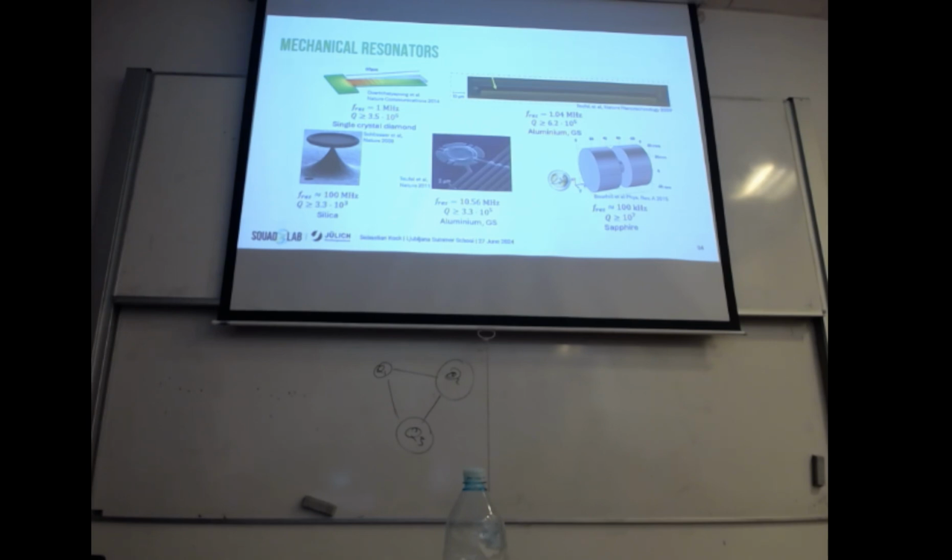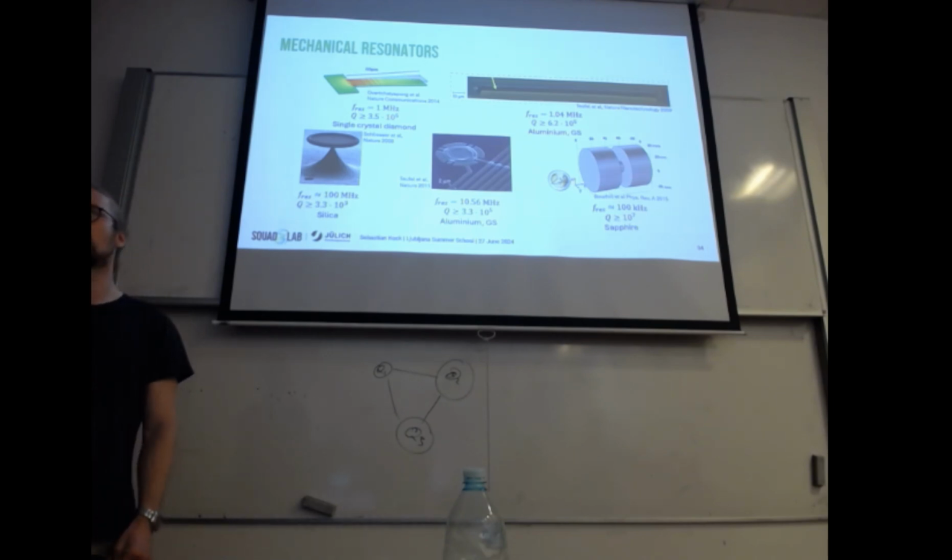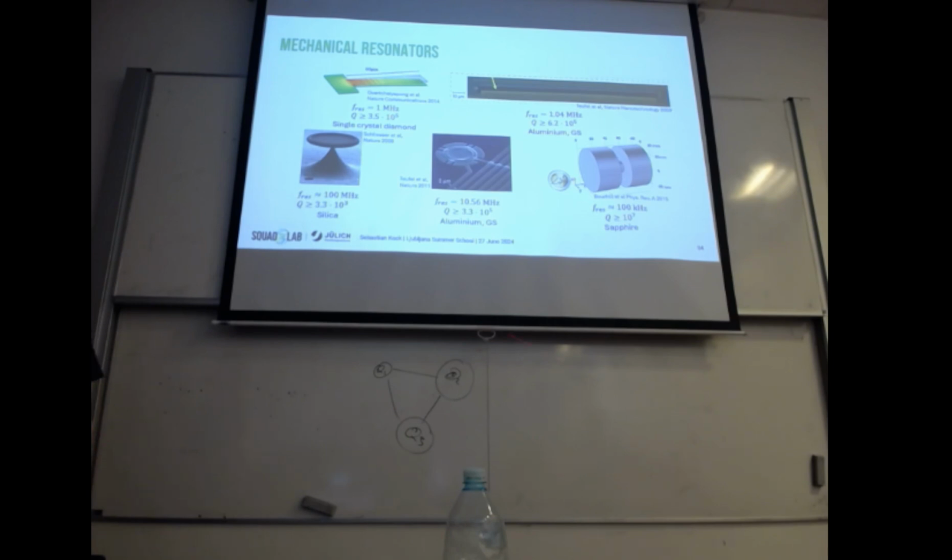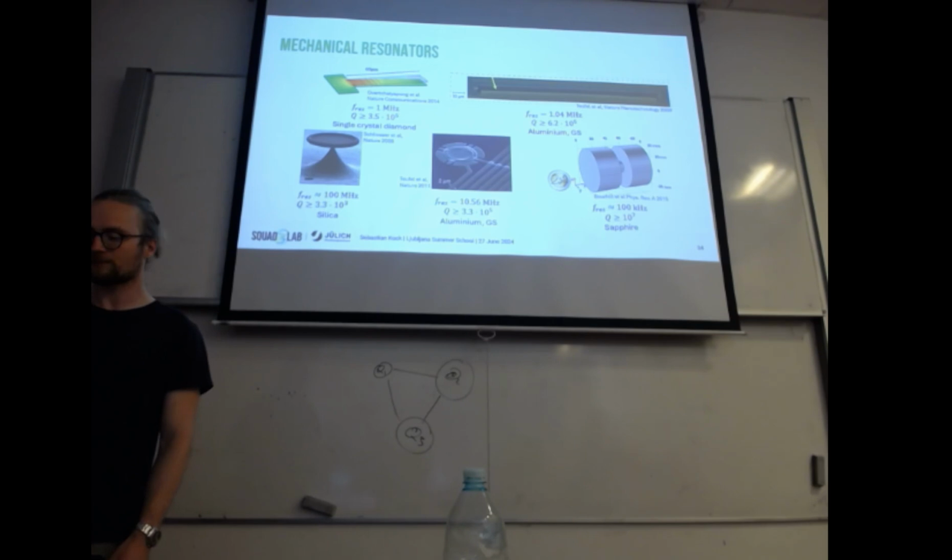So what we think we would need for quantum coherent experiments is more in the range of 10 to the power of 6, and you see these are quite close to that. Sometimes less, sometimes higher, depending a bit on the shape. And the materials can vary a lot, but silicon is also definitely possible, which is important for us.